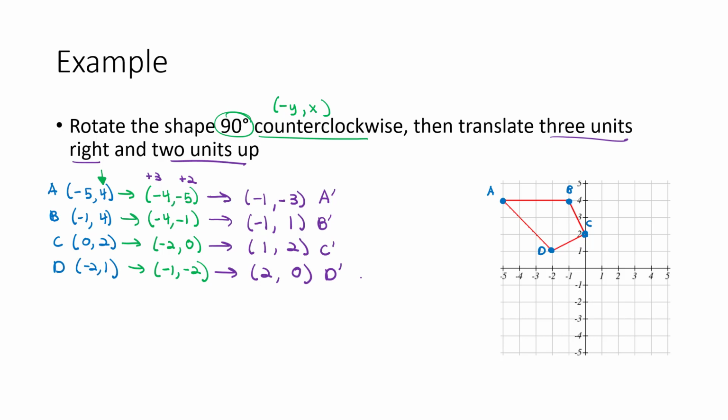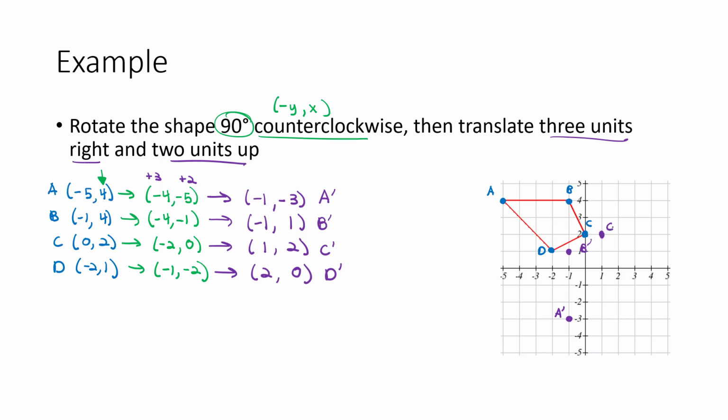We could also add a reflection to this if we wanted to and reflect the points. We can combine these transformations in any way we would like. But we're going to stop here and actually graph this new image. And I'll just go ahead and graph it in purple. A prime is at (negative 1, negative 3). B prime is at (negative 1, 1). C prime is at (1, 2).